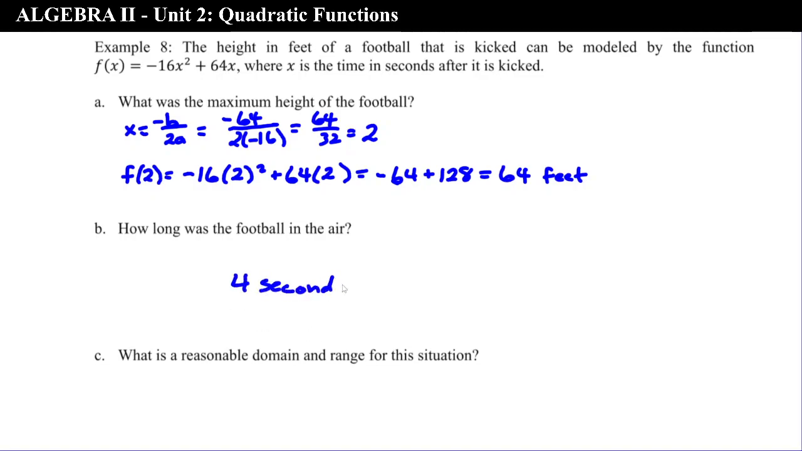Now you have to be careful because you can only use that method to find how long something's been in the air if it starts and stops at the same height. So in the previous 2 examples, you won't be able to do this because we're starting from an elevated height in both of those cases. And what is a reasonable domain and range for this? Well, our domain is our time, so that would be 0 to 4 seconds. And our range is our height, and the maximum height was 64, so it goes from the surface, which is 0, to 64 feet.